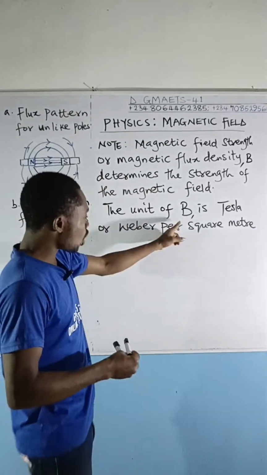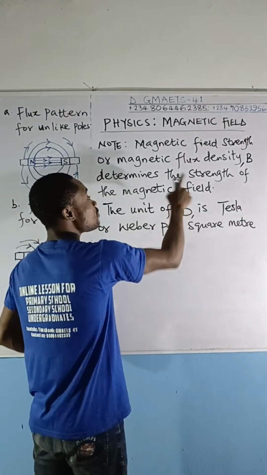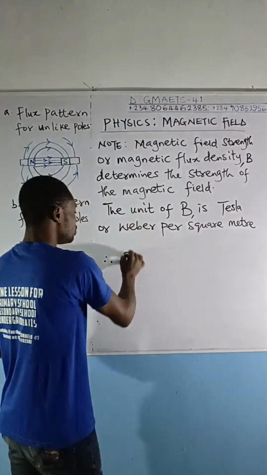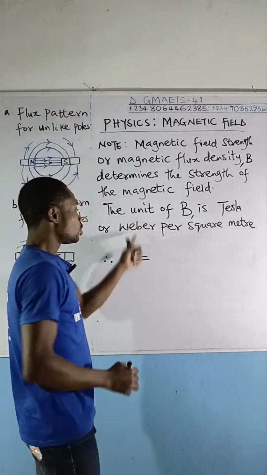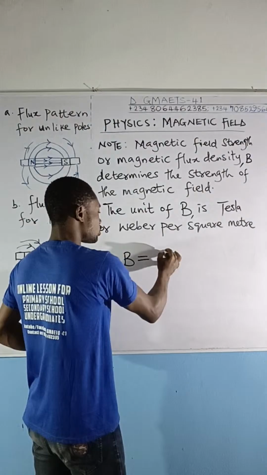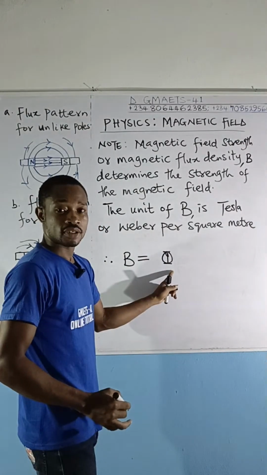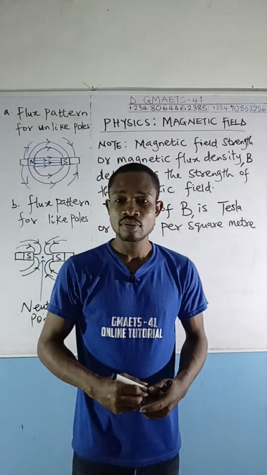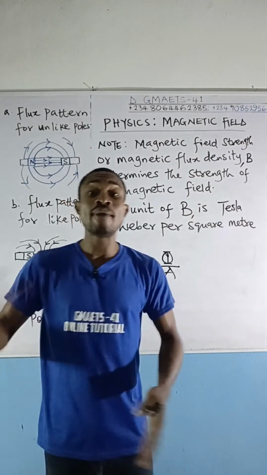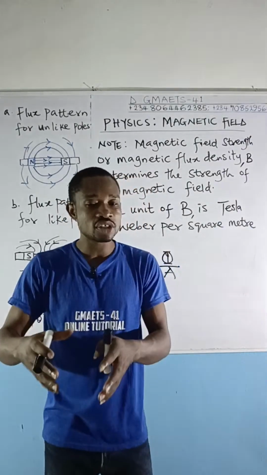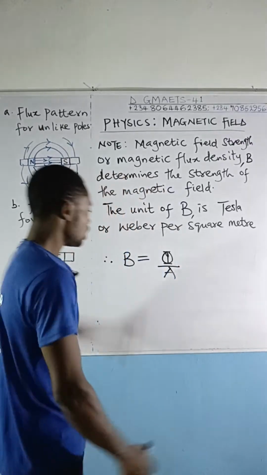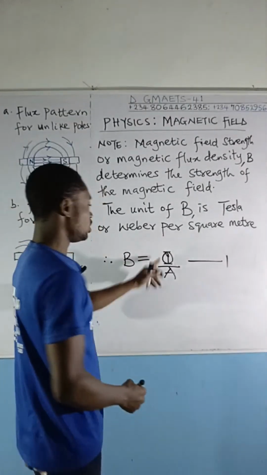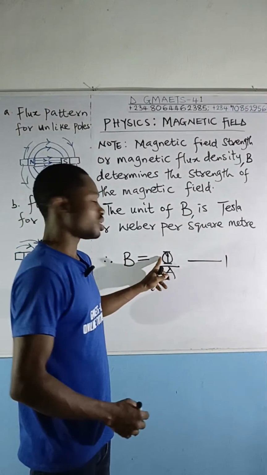And that now brings us to this relationship: magnetic field strength, magnetic flux density, magnetic induction B is equal to flux, magnetic flux, unit Weber, divided by the area of the surface that is immersed in the magnetic field over which the lines of force are crossing. Take note of this equation. This is our first equation, equation 1. B, you know the meaning already. This is flux. The unit is Weber.